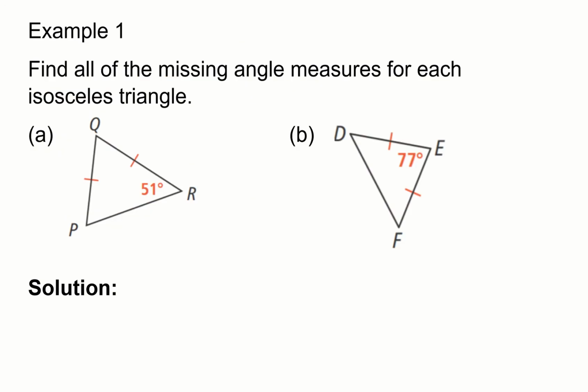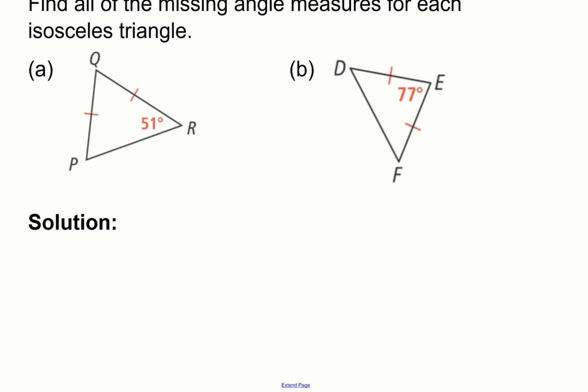So let's look at an example utilizing this theorem. We want to find all of the missing angle measures for each isosceles triangle. So let's take a look at the first one here. We can tell that this is an isosceles triangle because of the congruent tick marks here. So we know that those two sides are indeed congruent. And so we need to figure out, well, what are the angles for this triangle?